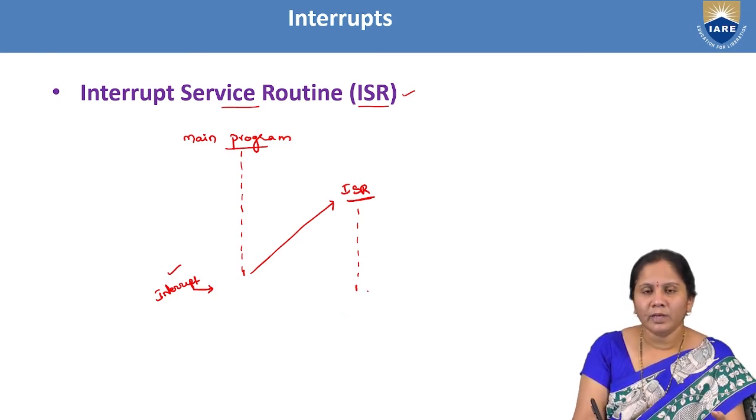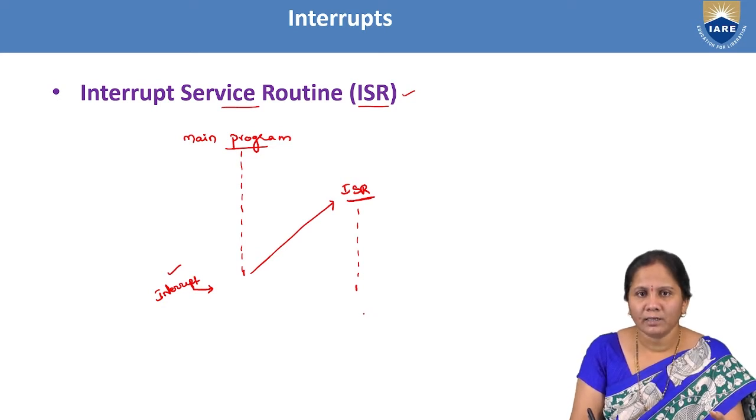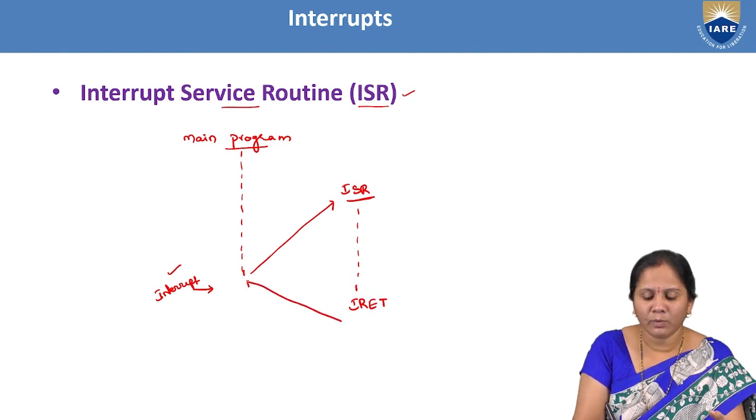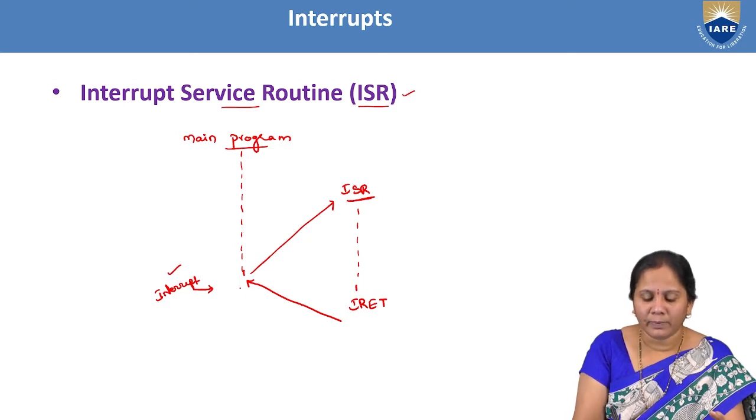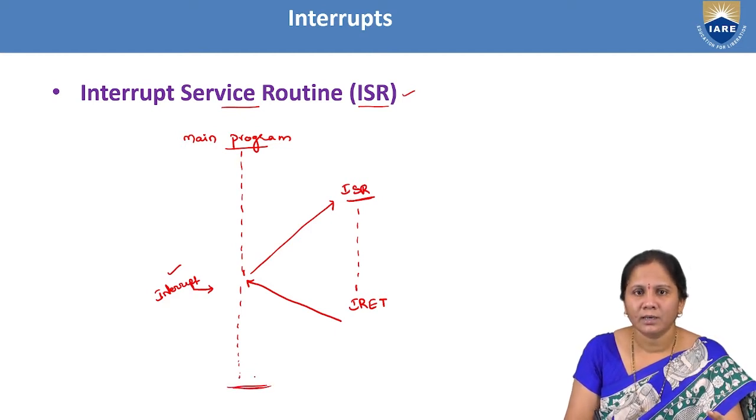Compulsorily, if we are writing a program as an interrupt service routine, we have to end that ISR program by writing the instruction IRET. When this IRET instruction is executed by the microprocessor, only then will the control move again to the main program from where it had stopped. From there, it starts executing again, and the main program will be executed until the last instruction is completed.